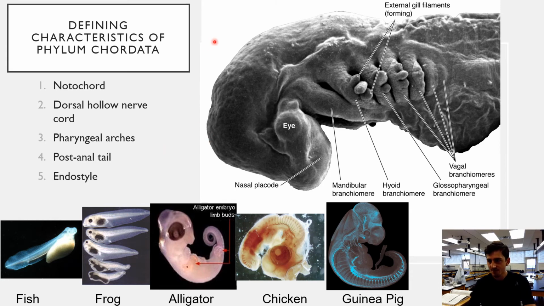So this picture at the top right is a SEM image of a human embryo at, I think, 3 weeks old, not 25 weeks old. So this is an extremely young embryo. It's just developing some of the characteristics.